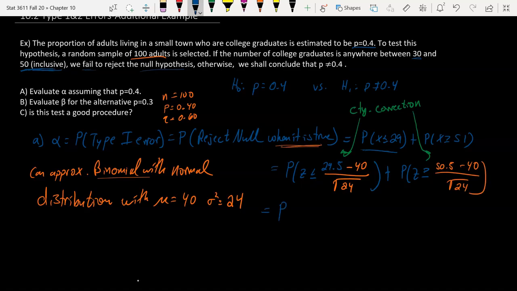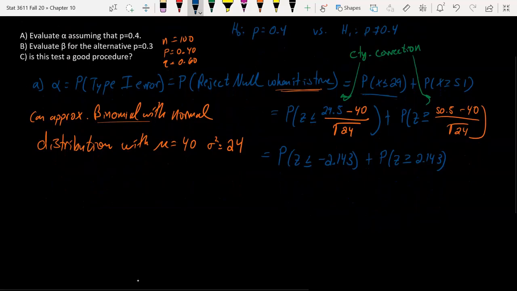All right, so let's go ahead and take a look at these values. This is the probability that z then is less than or equal to, carefully running those through a calculator, I've got about negative 2.143. And then this is actually the same thing, same difference in the numerator, it's just the positive version. This is positive 2.143.